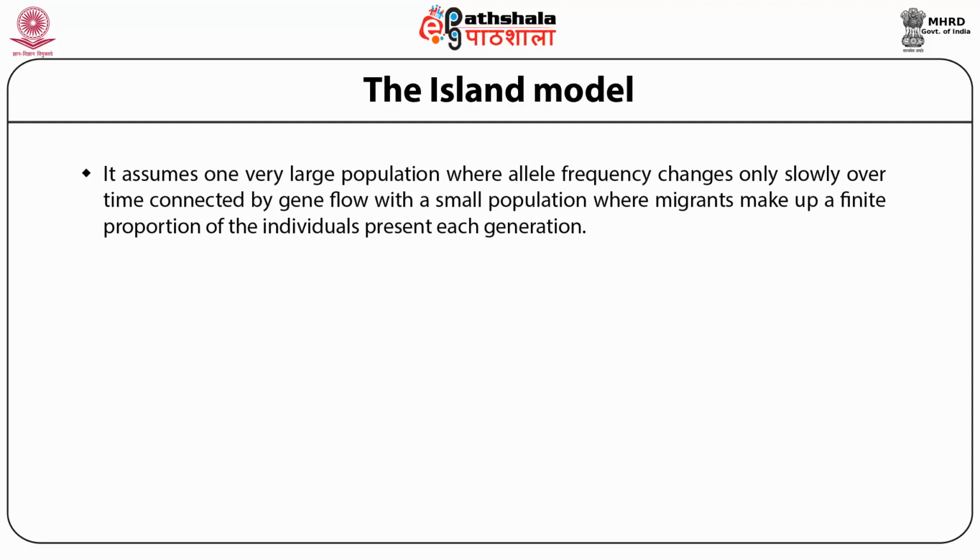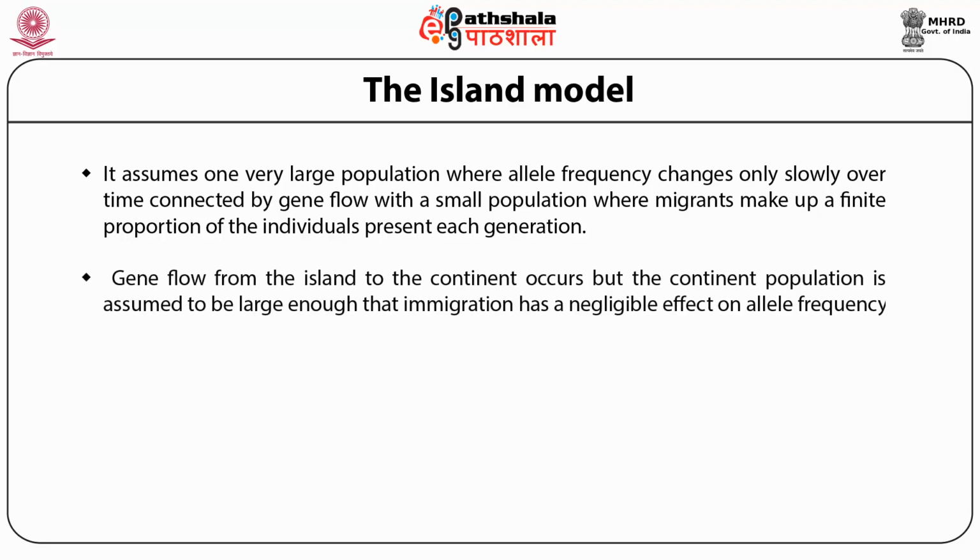This model assumes one very large population where allele frequency changes only slowly over time, connected by gene flow with a small population where migrants make up a finite proportion of the individuals present each generation. In other words, there is a big population called a metapopulation, which is divided into a number of smaller populations. Gene flow from the island to the continent occurs, but the continent population is assumed to be large enough that migration has a negligible effect on the allele frequency.